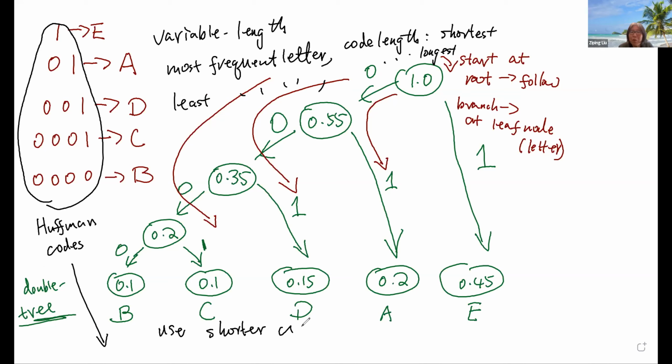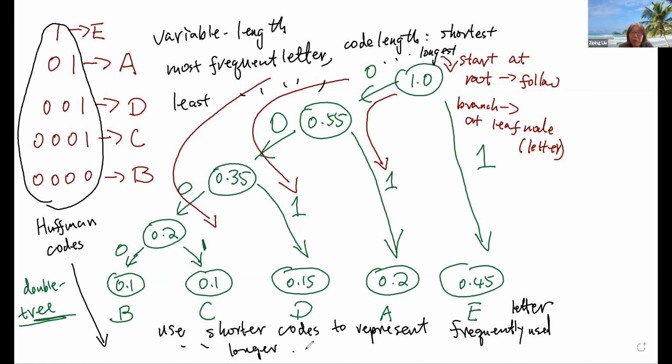Use shorter codes to represent frequently used letters. And you use the longer codes to represent what? Less frequently used letters. That's what the Huffman variable length is here.